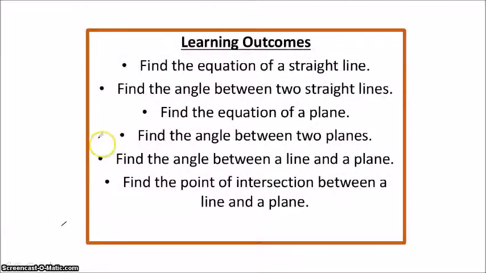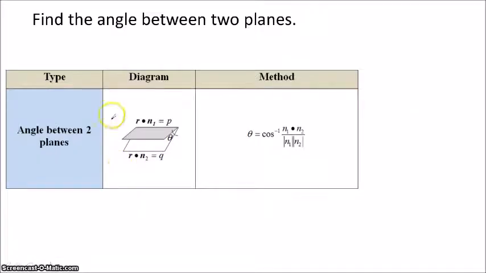Alright, so we will learn about three more learning outcomes, which are angle between two planes, angle between line and plane, and the last one is point of intersection between line and a plane. So we move on to the first situation where we want to find the angle between two planes.